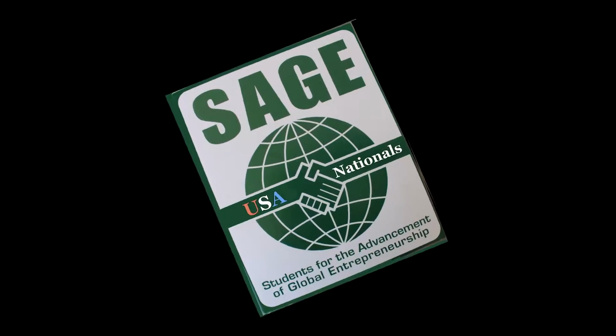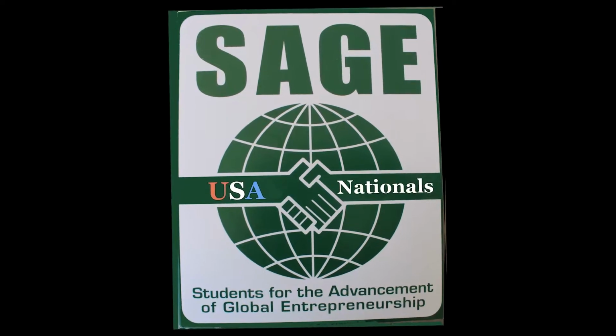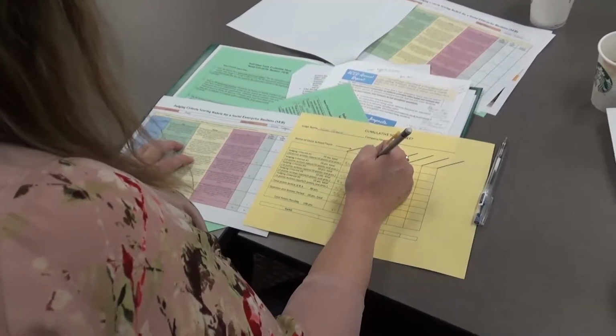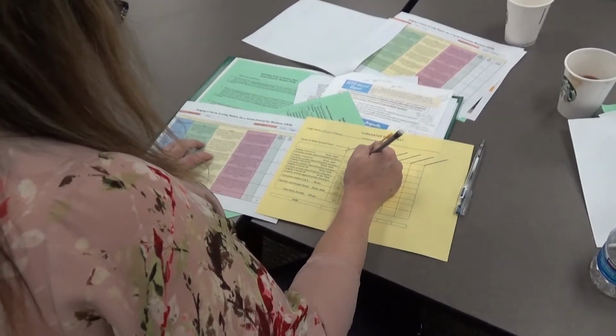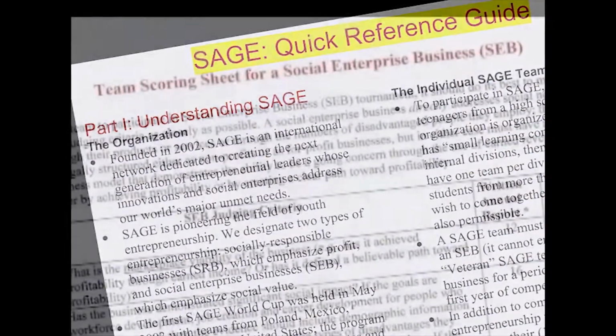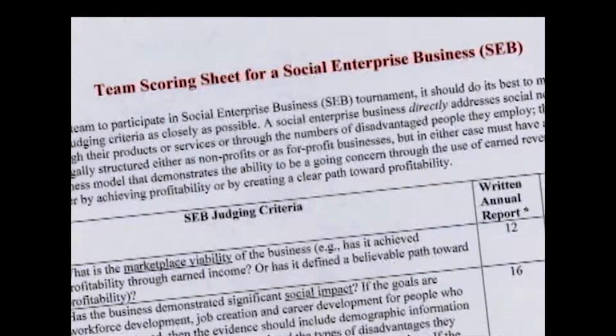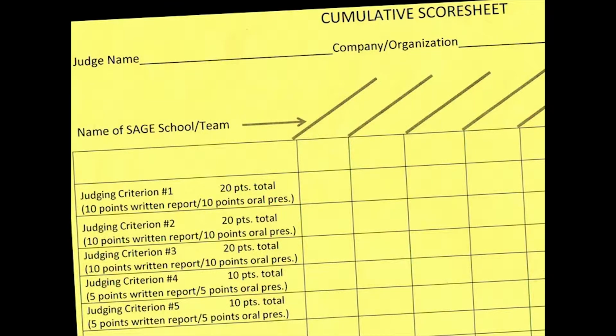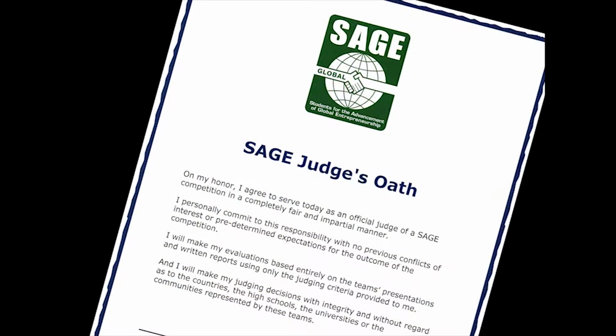When you arrive at the judge's briefing, the staff will provide you with a judging packet. Now, the packet consists of all the tools you'll need to be an effective judge. On the left-hand side of the folder, you'll find a Sage Quick Reference Guide. This guide provides an overview for judges and observers. On the right-hand side, you'll find scoring sheets, a sample judging ballot, and a judge's oath.